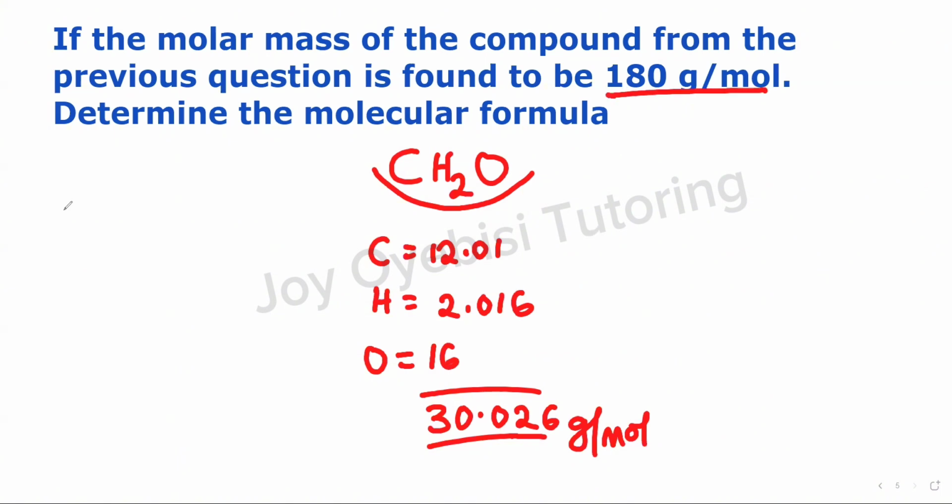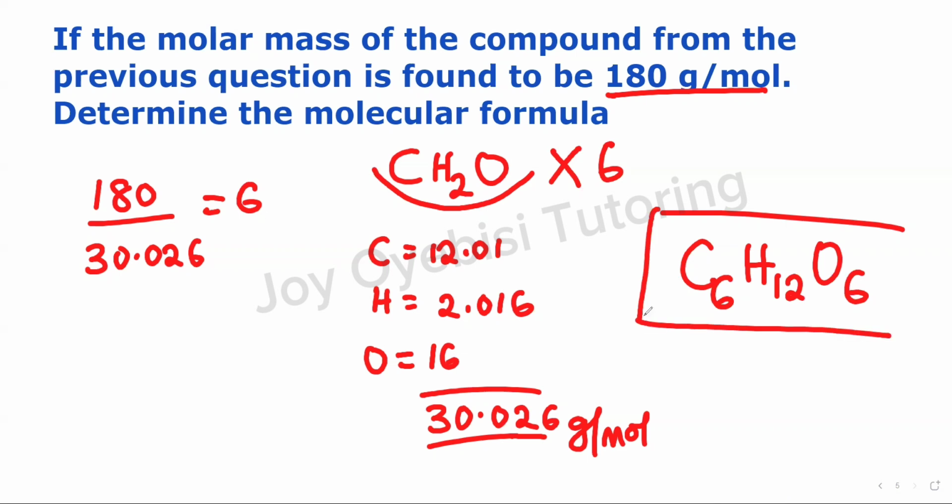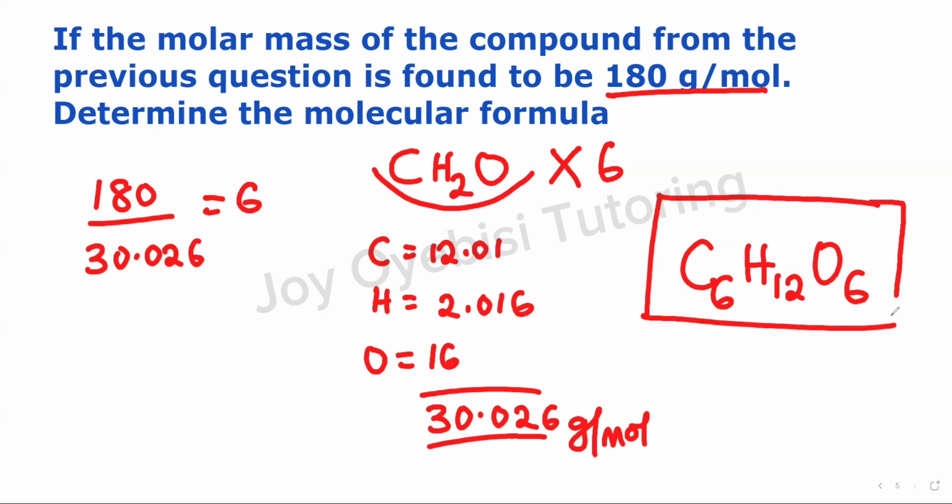What we're going to do is divide the molar mass that they gave us by the empirical formula mass. So if we do that, it's going to give us approximately 6. So that means that the molecular formula is times 6 of this empirical formula. So this is originally 1C. 1C times 6 is 6 Cs. The 2 hydrogens times 6 will be 12 hydrogens. And then the oxygen, which is 1 times 6, is 6 oxygen. So that would be the molecular formula of that compound.